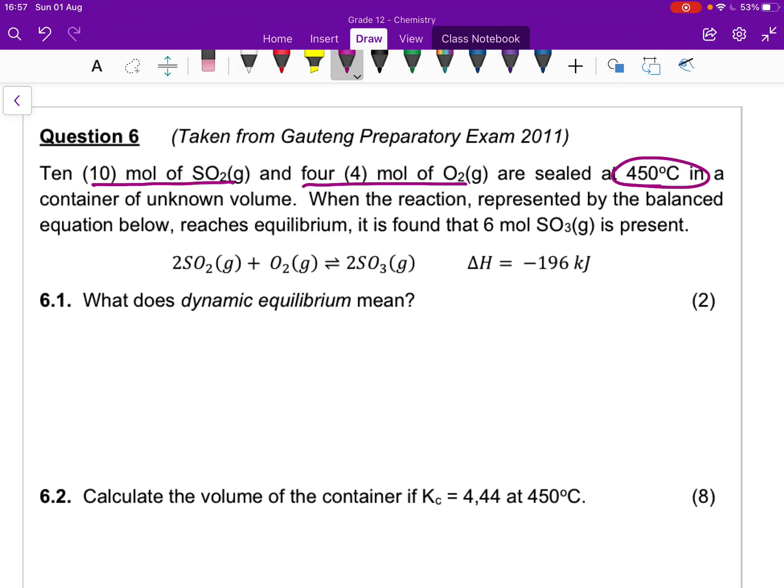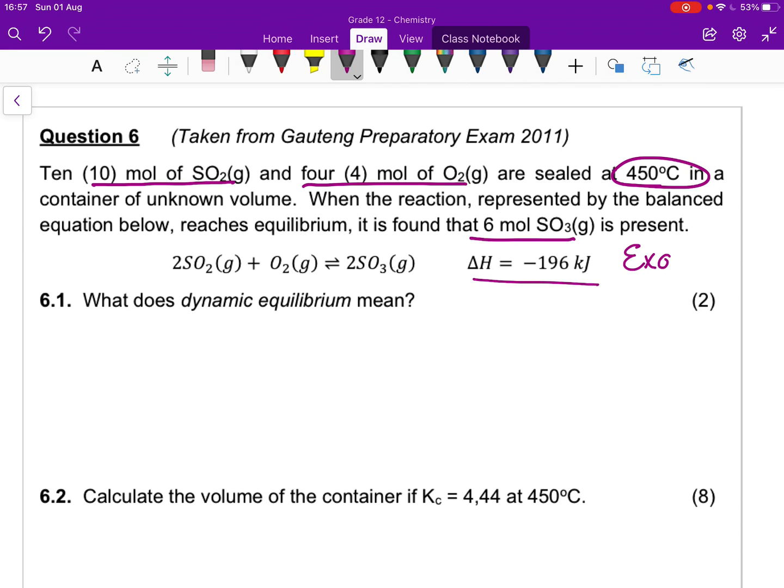When the reaction represented by the balanced equation below reaches equilibrium, it is found that we have 6 moles of SO3 present, and they give us a nice balanced equation. We like that, yay. And delta H is negative, so what they're telling you is the forward reaction is exothermic.